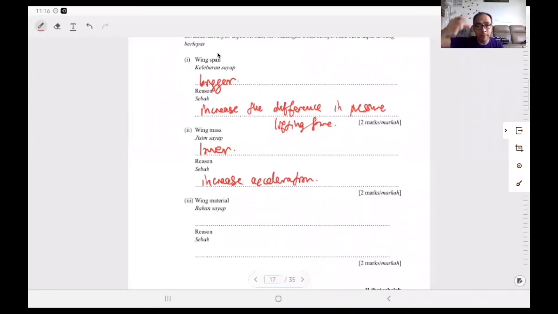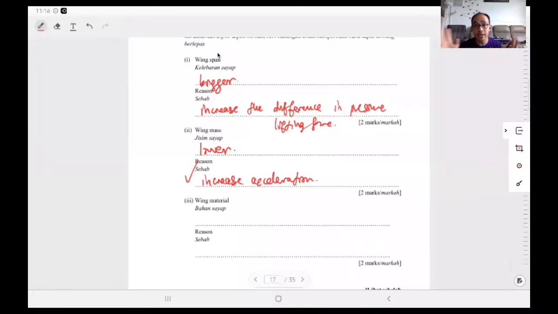Now I want to up your game a little bit. Instead of saying supaya dia boleh bergerak dengan lebih laju, so that it can move faster, talk about this, so that the acceleration can increase. This is what we call a quality answer. This is a physics answer, to increase acceleration, because only physics people will talk about acceleration. Non-physics people will say, oh, so that the plane can move faster.